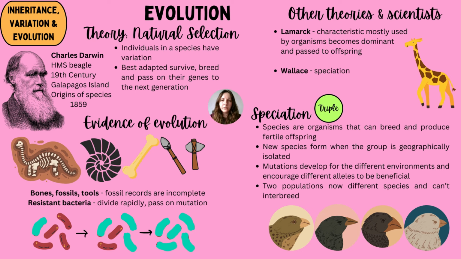So what is speciation? If you're a triple scientist, you need to know about this. So speciation is when a species of organisms can actually breed together and produce fertile offspring. A new species will form when a group is geographically isolated. So you have a population with a lot of variation, and there is a split and divide between that population. And this is because of either literally a land change, some sort of environmental change between the two populations. It causes them to divide. And due to mutations, this actually encourages environmentally beneficial genes to thrive. And as a result, certain alleles will help those to survive more in those specific environments. And therefore, we now have two populations that can't interbreed anymore.